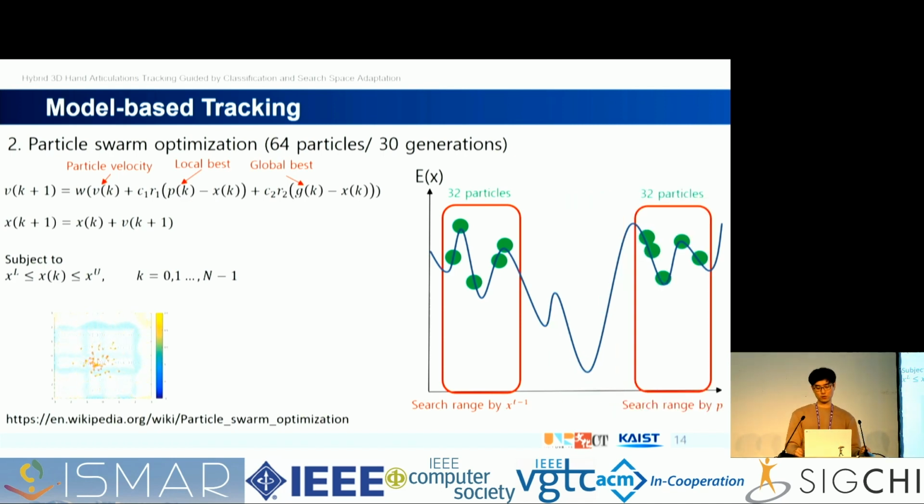Or this graph shows a different case. Neither search space covers the global minimum. This situation may occur frequently when the CNN estimate is sparse rather than dense. Therefore, the search range adaptation is required.